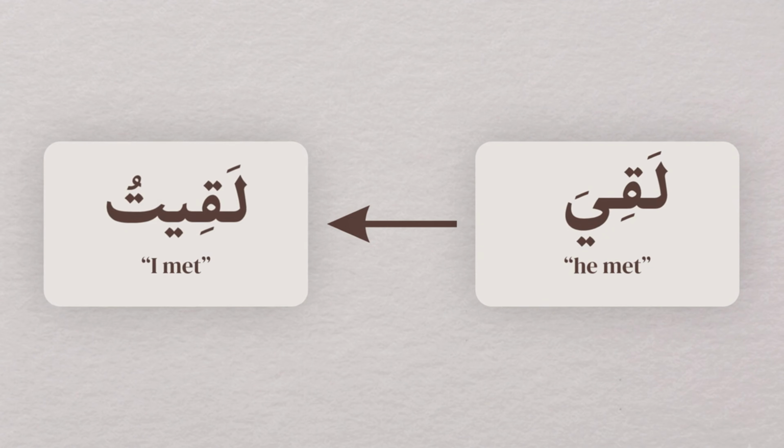For example, there's a verb which is laqiya, right? Laqiya means he met. To say I met, you'd say laqitu, right? You'd say it like that. So it's very different to, for example, fa'altu, I did.